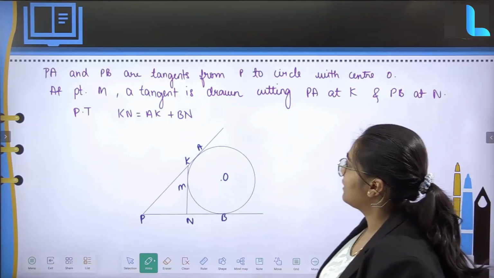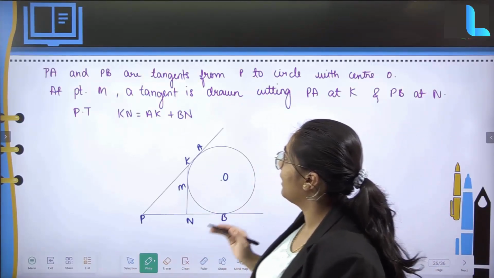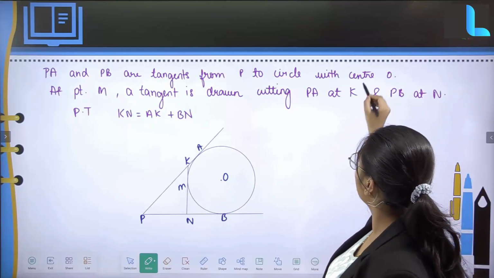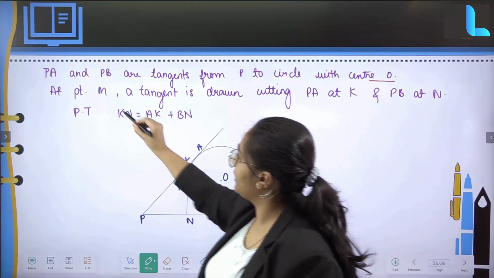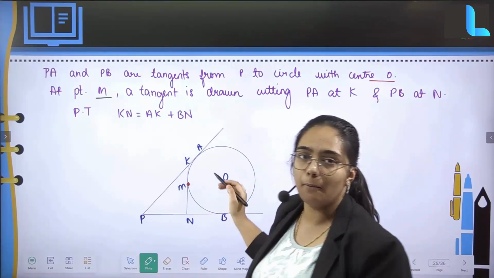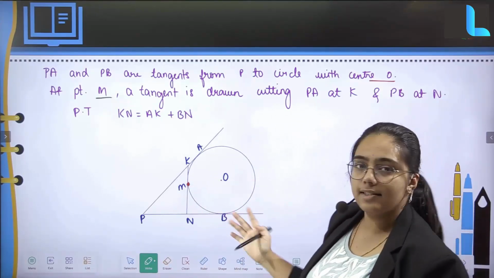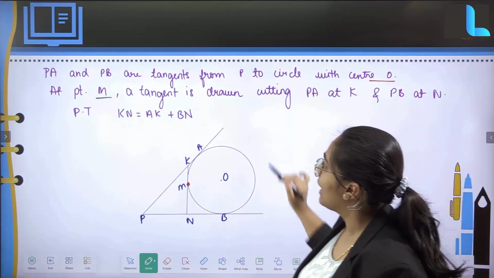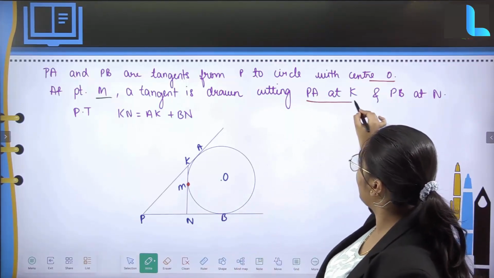Clear? Next question. PA and PB are tangents from point P to the circle with the center O at point M. So what is this point M? There is a point M which is the point of contact with a circle, that is, the tangent and circle meeting point. A tangent is drawn cutting PA at K.